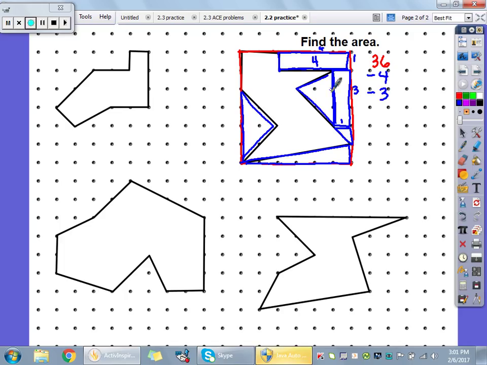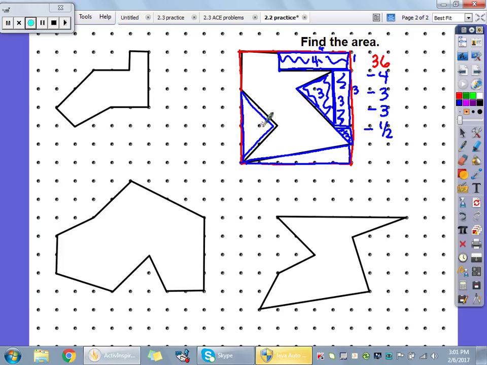Remember, a triangle is base times height divided by 2. So the base is 2, the height is 3. So 2 times 3 is 6. 6 divided by 2 is 3. So we're going to subtract out 3. This is half of the square. So if the square has an area of 1, then this has an area of 1/2 or 0.5, whichever you prefer. Okay, so we've got these taken care of so far.